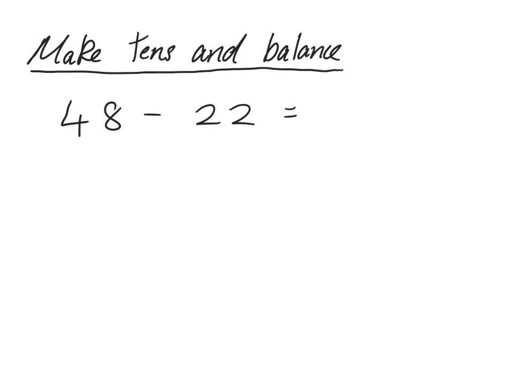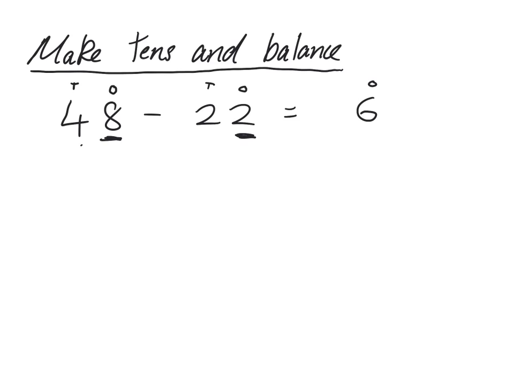In an instance like this, you don't need to make tens and balance, because as we know, these are the ones and these are the tens, and we've got tens and ones over here. Let's start with those ones, and we've got 8 that we're taking 2 away from. We can do that. 8 take away 2 leaves us with 6. That's the ones column done.